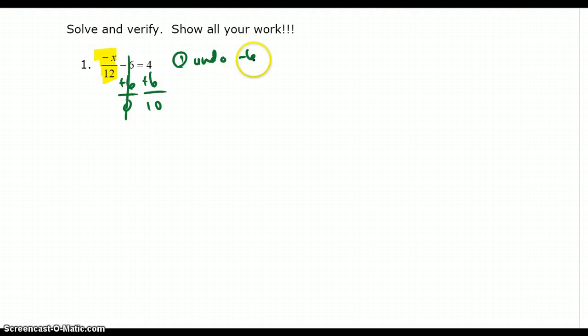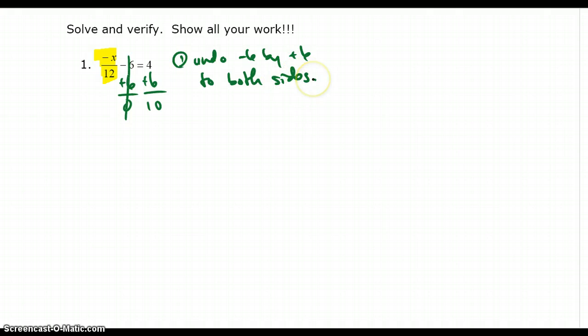Same 2 steps every time, right? Step 1 is to get this x term by itself. So in this case, we do that by getting rid of the 6. It's a -6 right now. The opposite operation is to add 6, so we make 0 on that side. If we add 6 on the left, we have to add 6 on the right. Now we've got 10. That was our step 1: undo -6 by adding 6 to both sides.